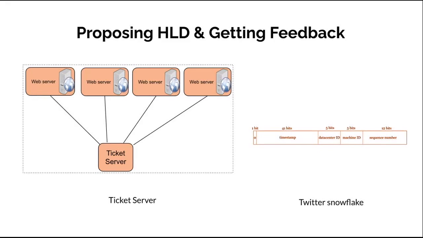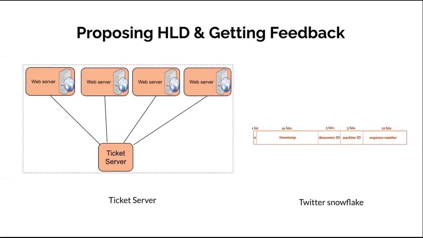The sequence number is a 12-bit sequence, and for every ID generated on the machine or process, the sequence number is incremented by 1. Here we follow that auto increment logic, and the number is reset to 0 every millisecond. So in this way the sequence number works.